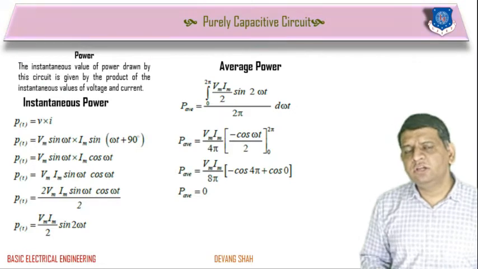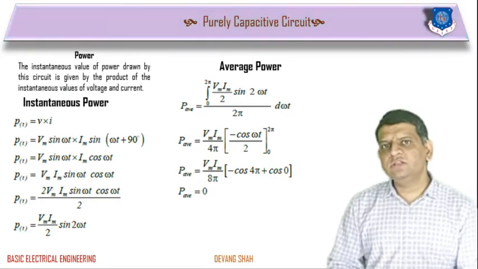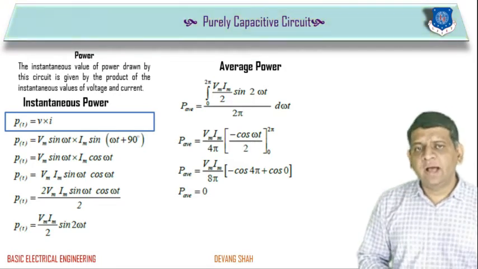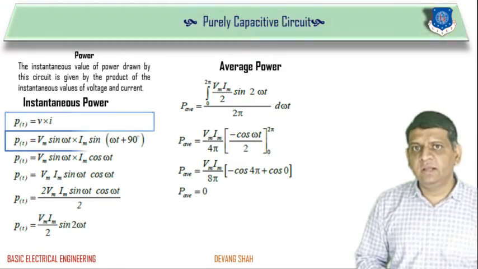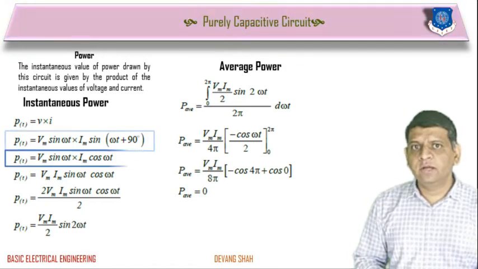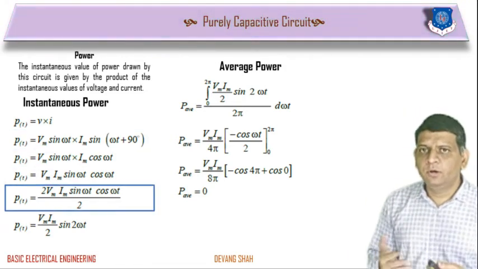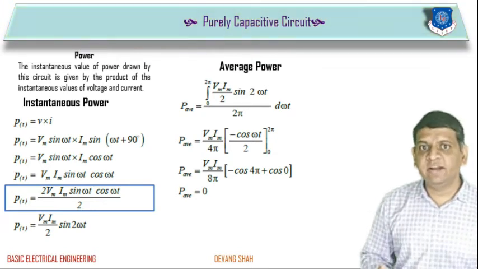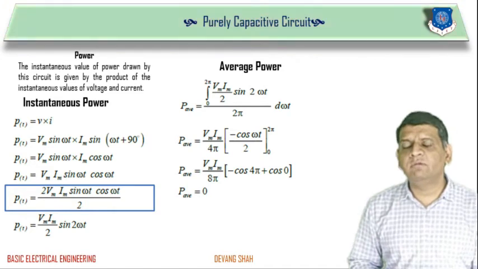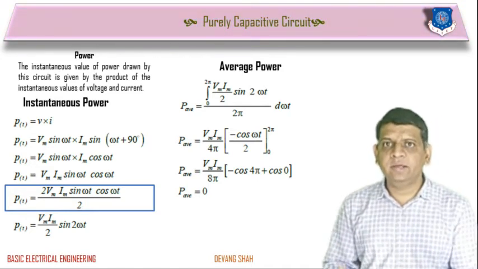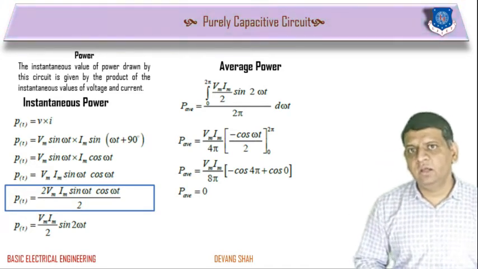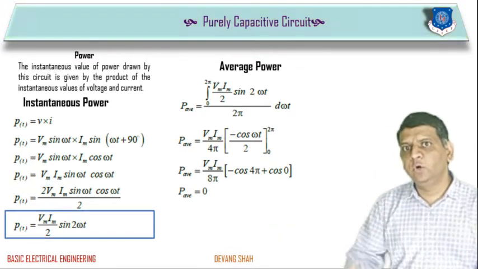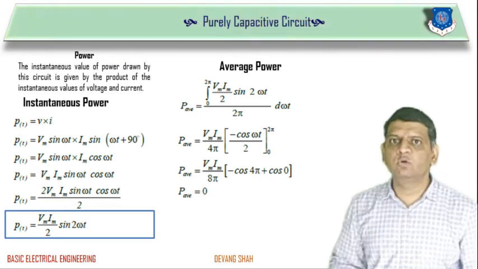The power calculation P. Now for the power calculation, P is equal to V into I. So once you write P is equal to Vm sin omega t into Im sin(omega t plus 90), and then you convert into cos omega t, then you will find the final equation p(t) is equal to 2 Vm Im into sin omega t into cos omega t divided by 2. So from this you can write the power equation p(t) is equal to Vm Im divided by 2 into sin 2 omega t. Now you can observe this equation. This particular equation is nothing but a fluctuating equation. So the average value of this power is always equal to 0, right?